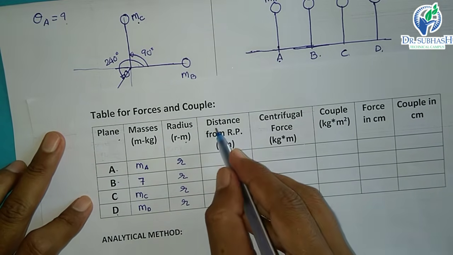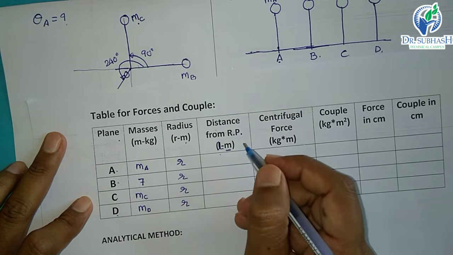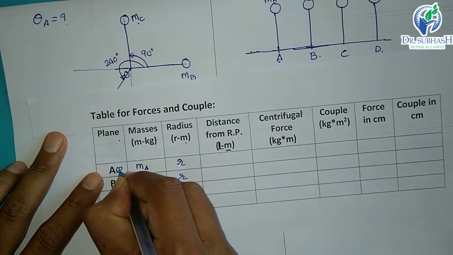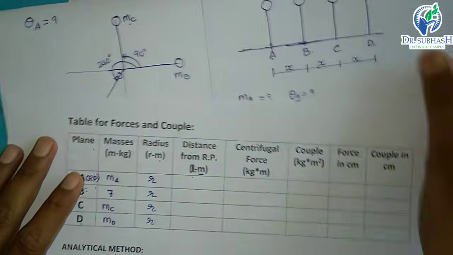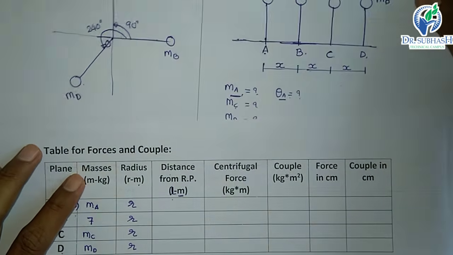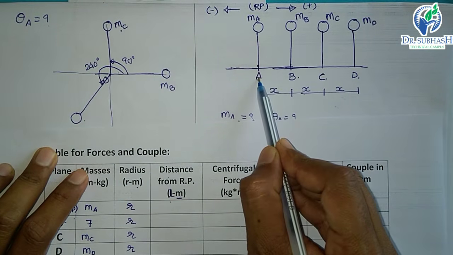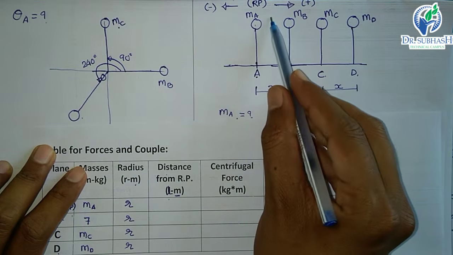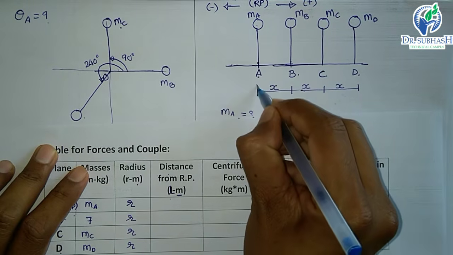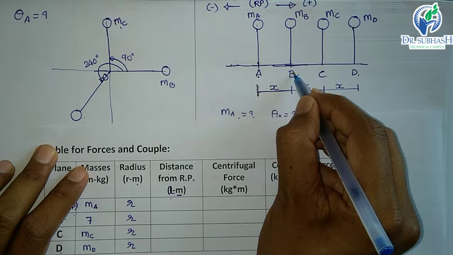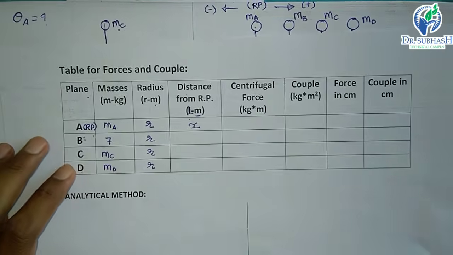Now the next column is the distance from the reference plane, denoted as small l, and the unit is meter. We have considered A plane as the reference plane, so here we write A plane as the reference plane. Now if we see the plane position, the distance of B plane from A plane is x. In the right direction we consider positive distances, so we write x.